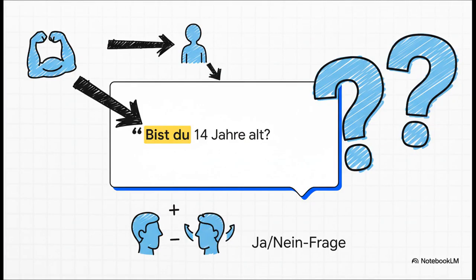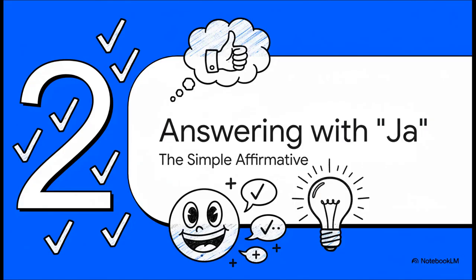Let's look at another one, just to really lock it in. Bist du 14 Jahre alt? Are you 14 years old? See? Bist is the verb, to be. Du is the subject, you. Verb first, subject second. It follows our golden rule perfectly. All right, so asking the question, that's half the battle. But what about answering? Let's dive into that, and we'll start with the easy one, how to say yes.